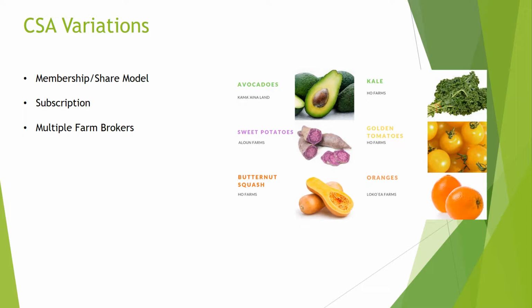And then we have multiple farm brokers. This is also what Oahu Fresh does, where you have companies that are not the farmers themselves, but rather they have a network of farms that they're working with. So they're going out and bringing in the different members, setting up a variety of different types of subscription packages, and then putting together different boxes or bags of produce from a variety of different farms instead of just the one farm.